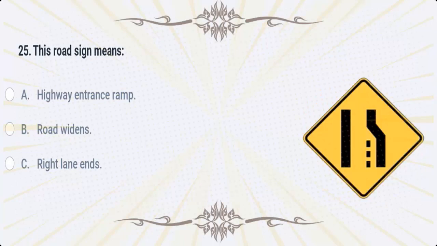This road sign means A. Highway entrance ramp. B. Road widens. C. Right lane ends. C. Right lane ends.